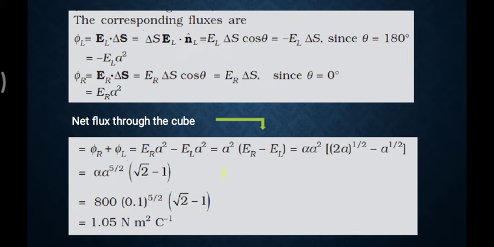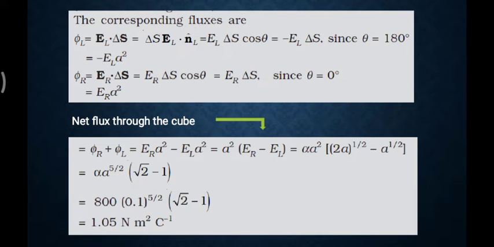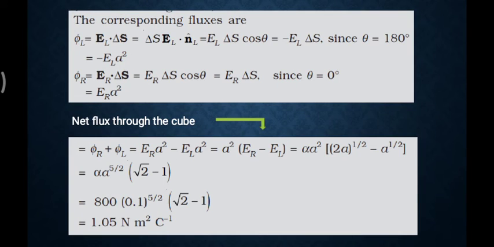As you know, one more intermediate step you have to do. E_R is equal to alpha times (2a) raised to 1 by 2. Put the alpha times (2a) raised to 1 by 2. What is E_L? Alpha times a raised to 1 by 2. Put the alpha times a raised to 1 by 2. Both terms having alpha, so alpha is also going to be common out. So alpha A square, square bracket (2a) raised to 1 by 2 minus a raised to 1 by 2. Is it understandable? If you have any confusion, you can comment and make it clear.